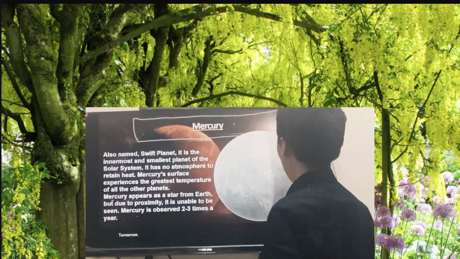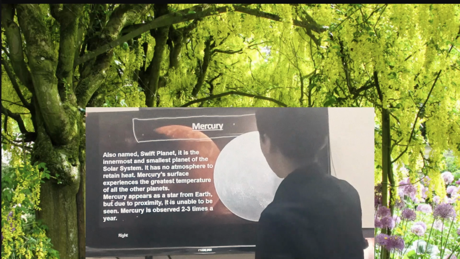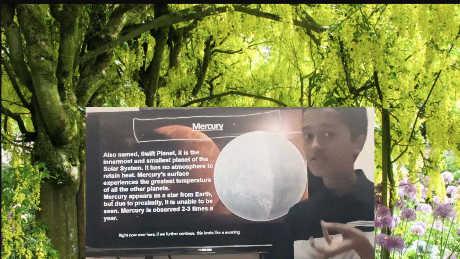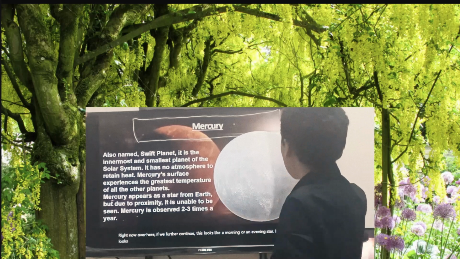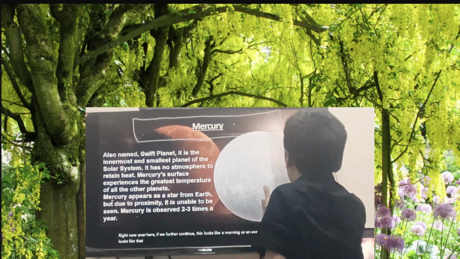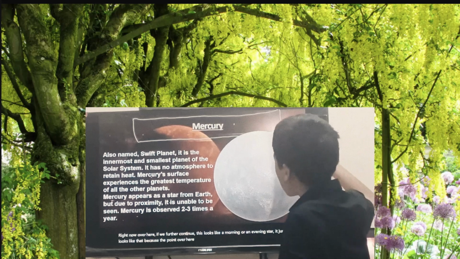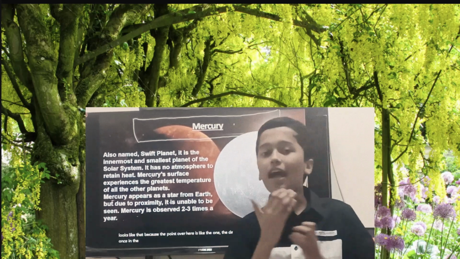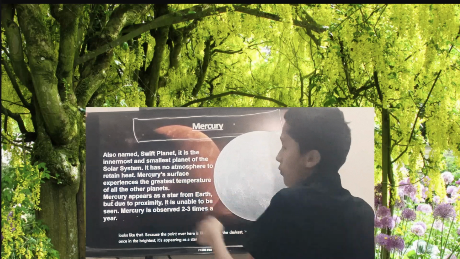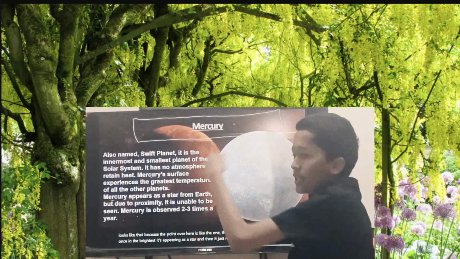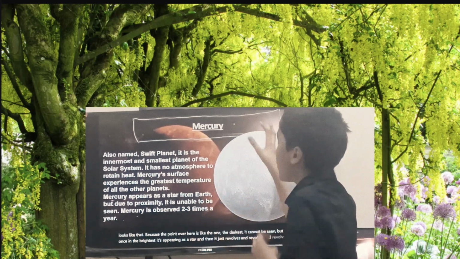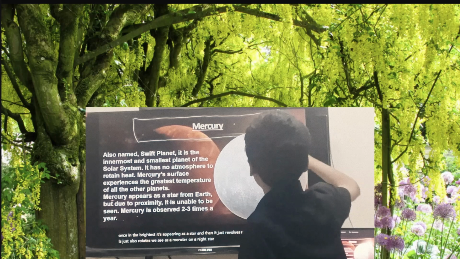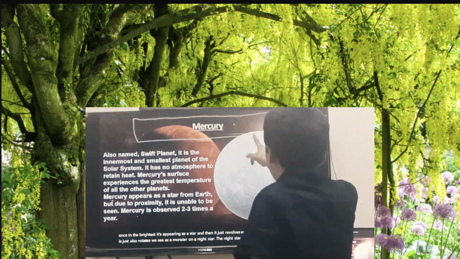Right. Now over here, if we further continue, this looks like a morning or an evening star. It just looks like that because the point over here is the darkest, it cannot be seen, but once it is brightest, it appears as a star. And when it revolves and rotates, we see it as a morning star or a night star. The night star is the one over here, and the morning star is the one over here.